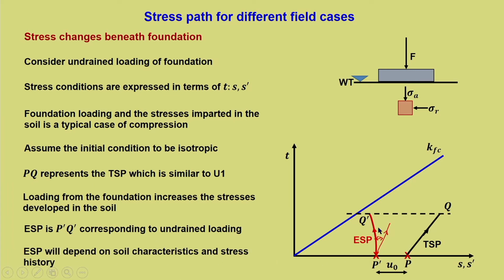Now, how would this ESP look? It will depend upon the soil characteristics and stress history. You will see that this sentence is getting repeated in all the examples. This is intentional because we should not forget that the ESP is essentially governed by the A value as well as the soil characteristics.